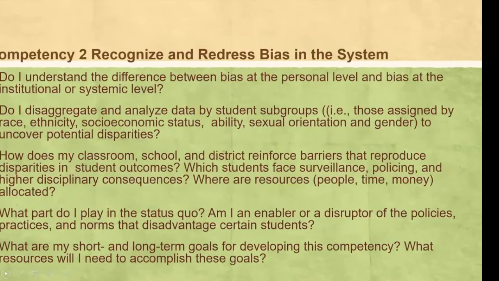Number 2, recognize and redress bias in the system. Do I understand the difference between bias at the personal level and bias at the institutional or systemic level? Do I disaggregate and analyze data by subgroups, those assigned by race, ethnicity, socioeconomic status, ability, sexual orientation, and gender, to uncover potential disparities? To me, that's a very critical question because I want you to ask the question, what's the data story of your school? What's the data story of your classroom?